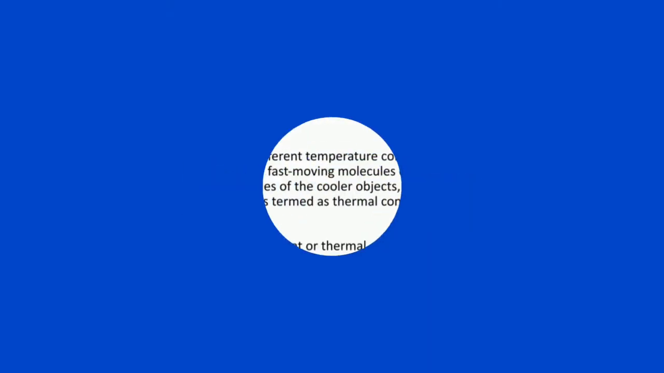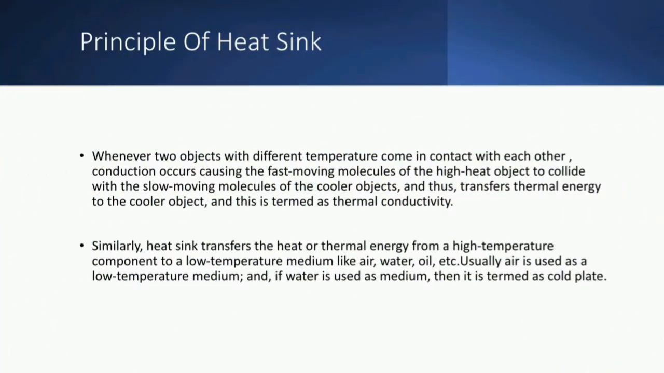Principles. In the principle of heat sink, whenever two objects with different temperature come in contact with each other, conduction occurs, causing the fast moving molecules of the high heat object to collide with the slow moving molecules of the cooler object and thus transfers thermal energy to the cooler object, and this is termed as thermal conductivity.